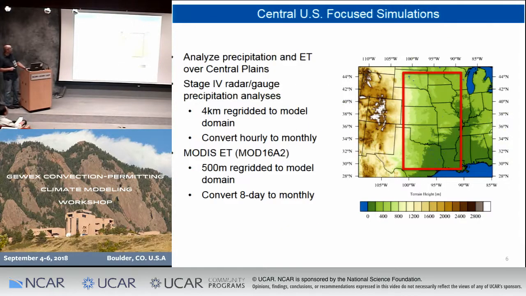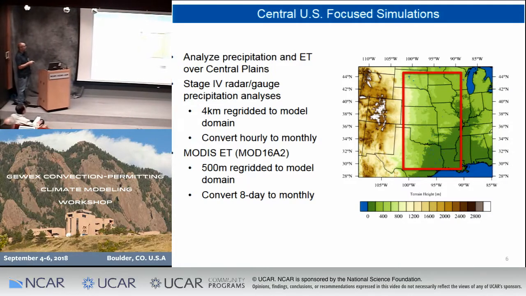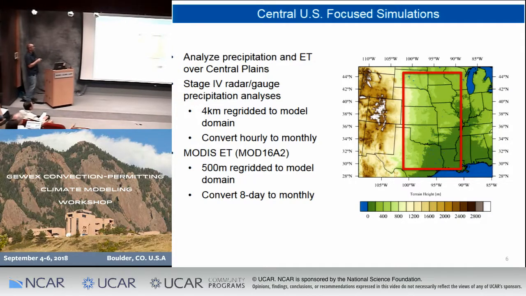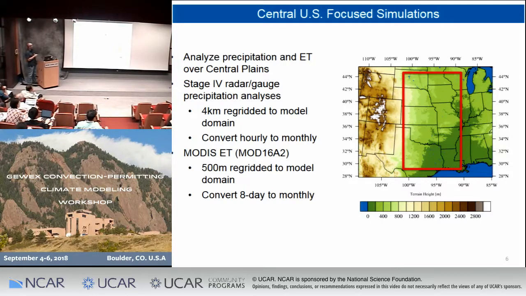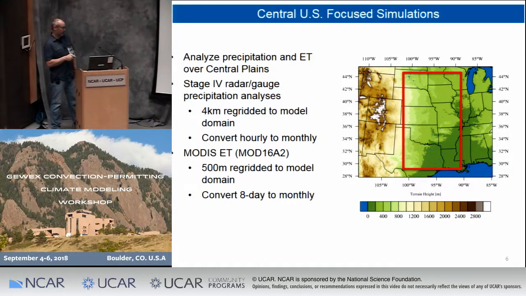Okay, so we did these simulations. I'm going to focus on this region here to do a little bit of analysis. We're going to look at precipitation coming from a radar and gauge-based product called Stage 4. It's a 4 kilometer product, hourly, but we're converting it to monthly for these comparisons. And then we're also looking at the MODIS evapotranspiration, comparing our latent heat flux to this gridded evapotranspiration product.